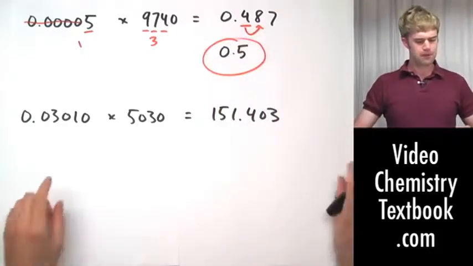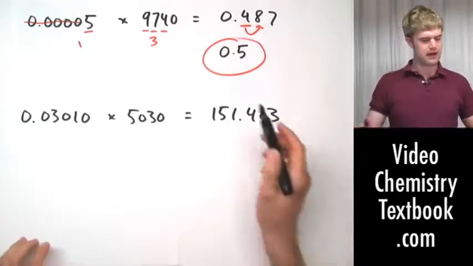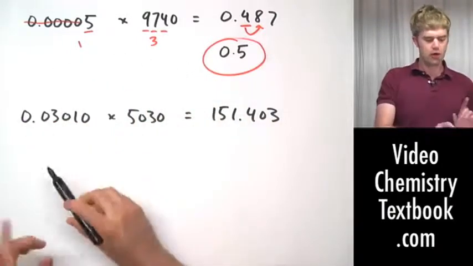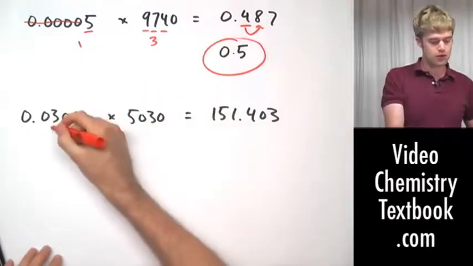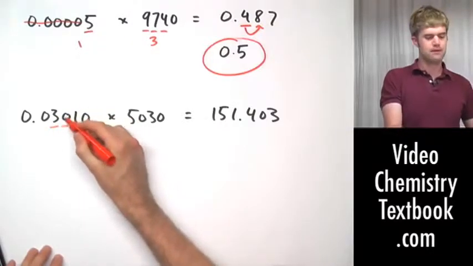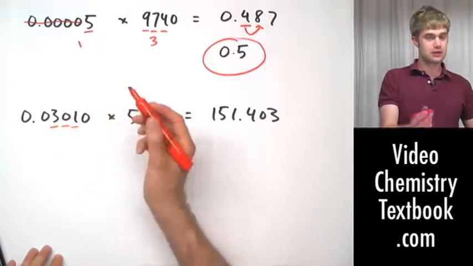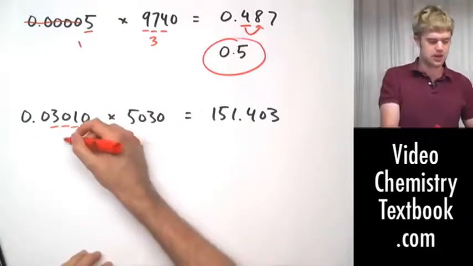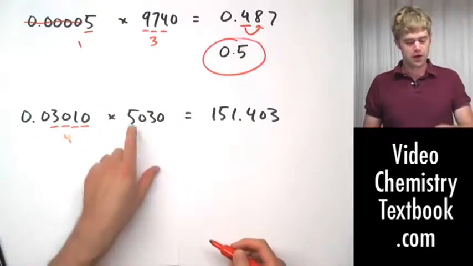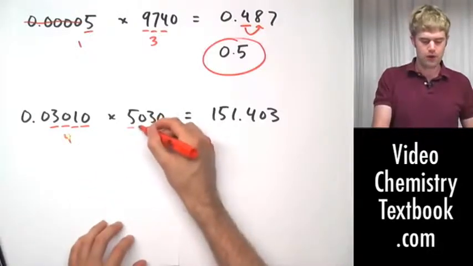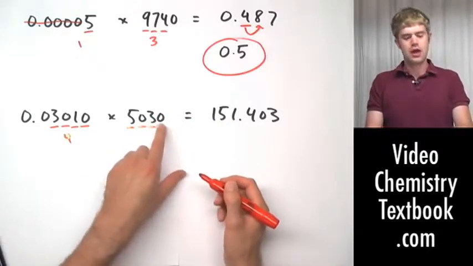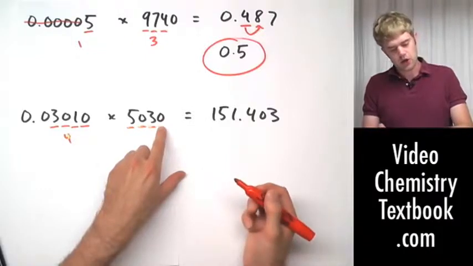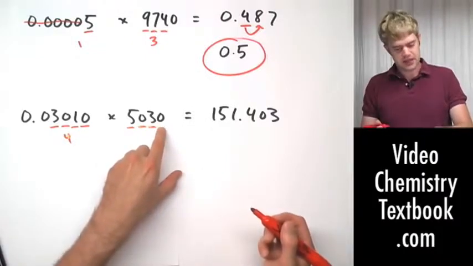And finally, these guys multiplied together. 0.0, we don't worry about those. 3, 0, 1. The 0 is sandwiched in between these guys, so it's significant. And the 0 to the right is also significant because there's a decimal place in the answer. 4 significant figures here. 5, 0, 3. We know those are significant because of the sandwich. Now the idea here is the 0 to the right, is it significant or not?